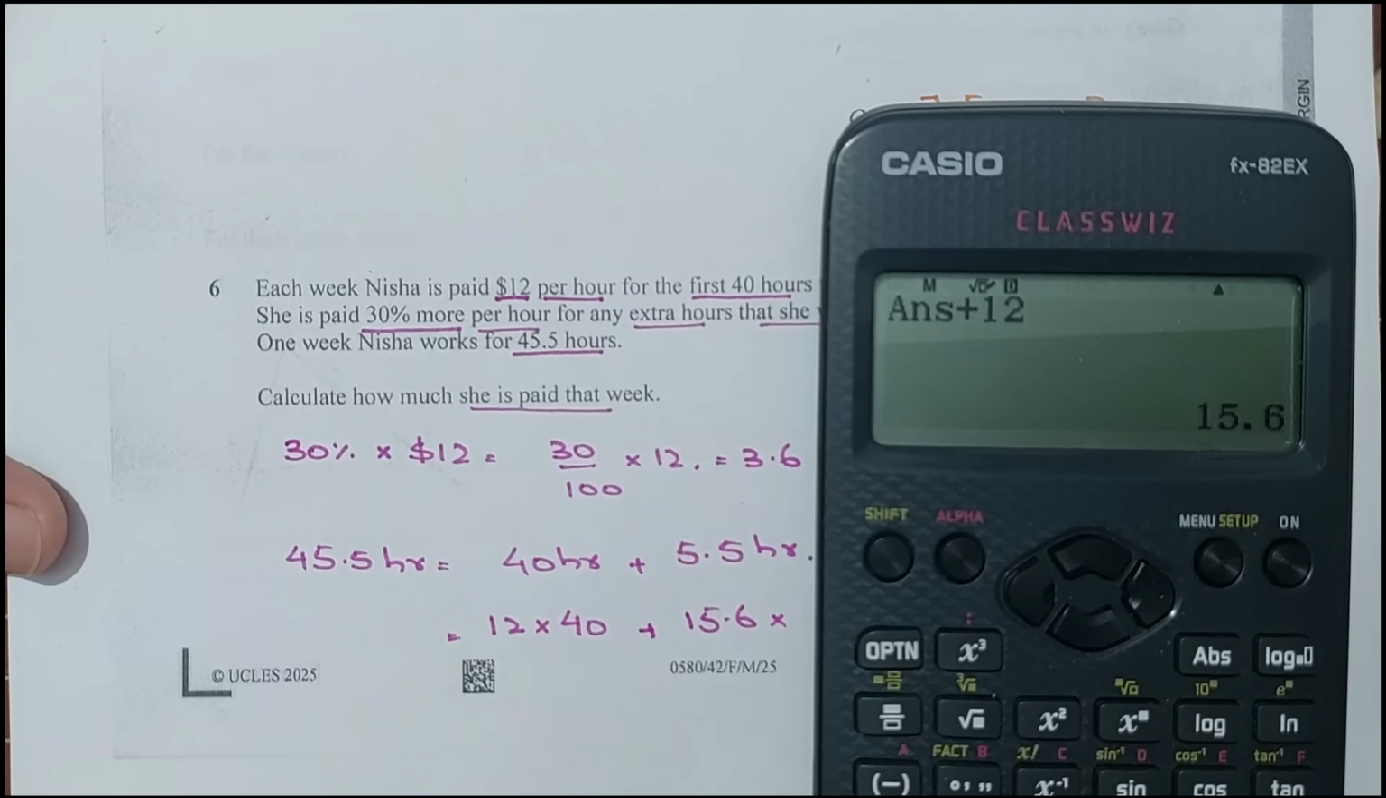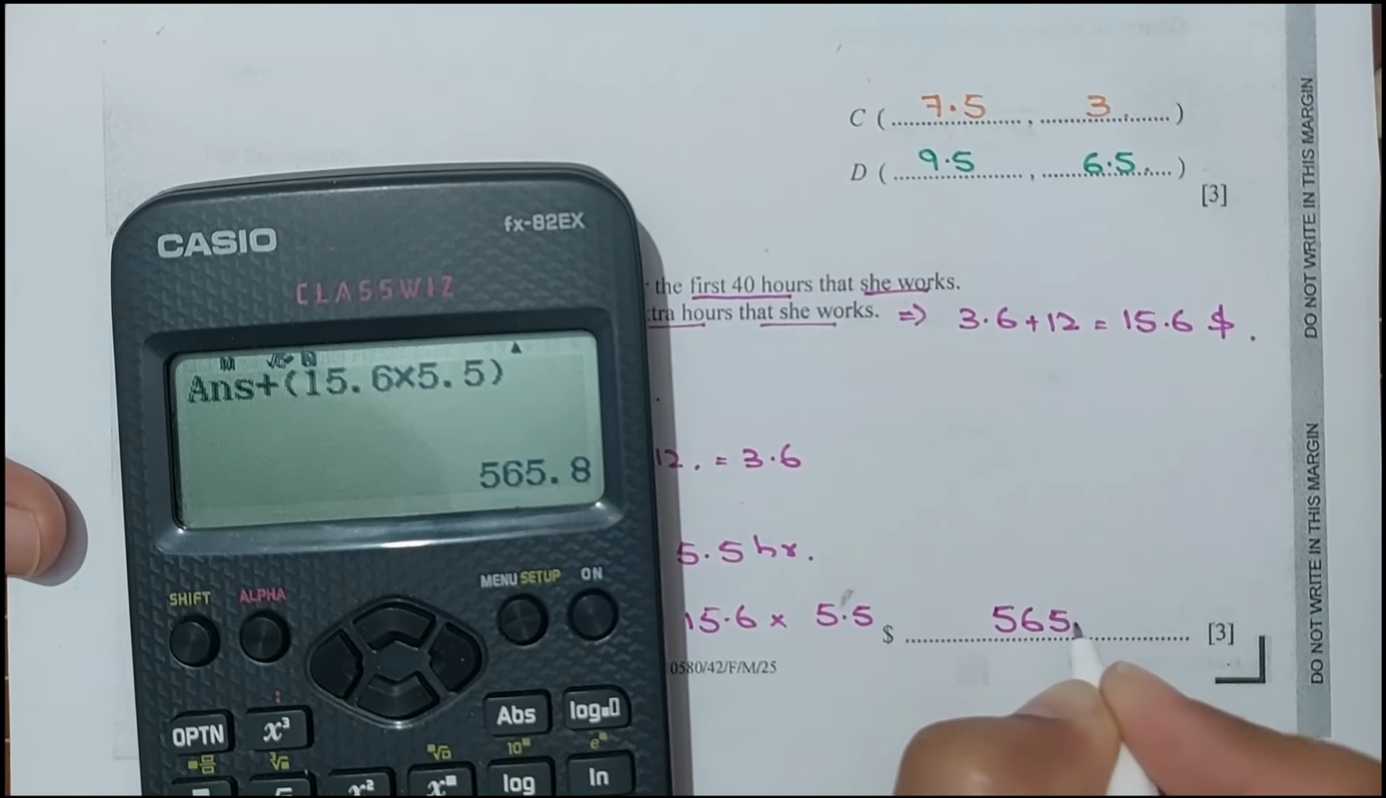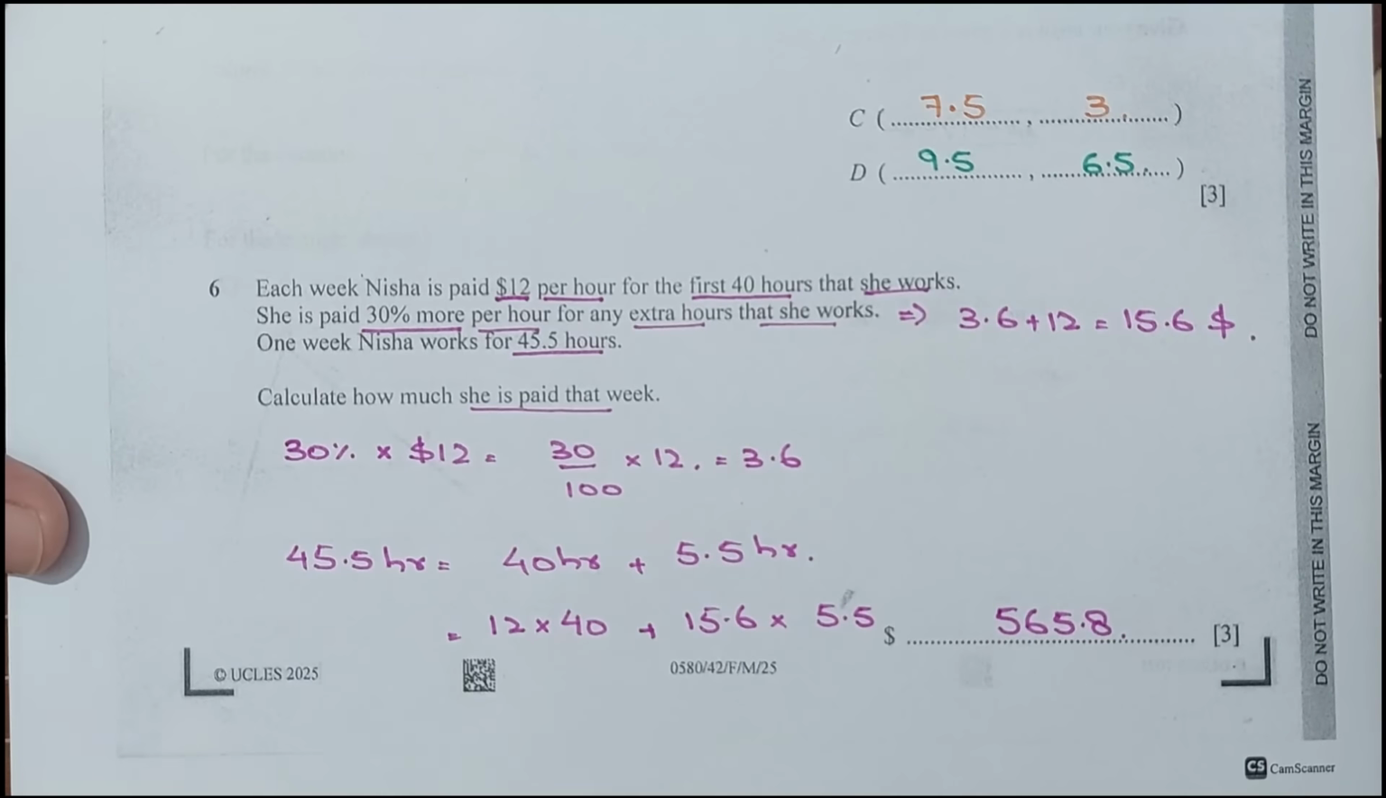All right, let me simplify now. 12 times 40, added to 15.6 times 5.5, is $565.8. So this much she is paid that week.